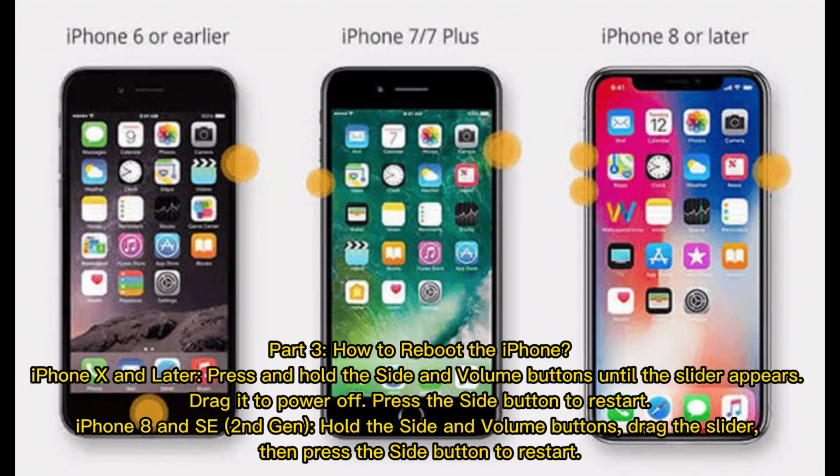Part 3. How to reboot the iPhone. iPhone X and later: press and hold the side and volume buttons until the slider appears. Drag it to power off. Press the side button to restart.